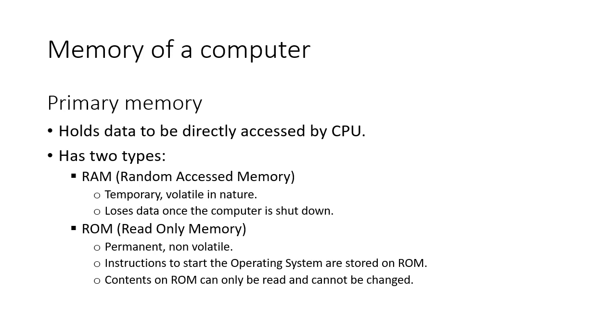ROM stands for read-only memory. It is permanent, non-volatile, which means once you shut down your system, the data won't go anywhere. It will stay right where it is. But you can only read contents from the ROM. You cannot write anything on it. And the reason for this is because ROM contains vital instructions, such as to start the operating system. That's why this mechanism has been designed, that you can read something from the ROM, but you cannot just make any change to it.